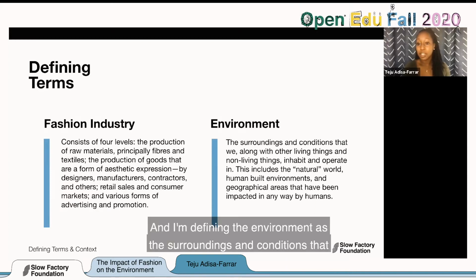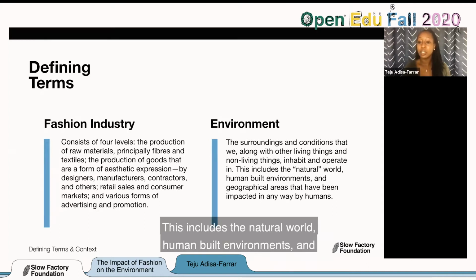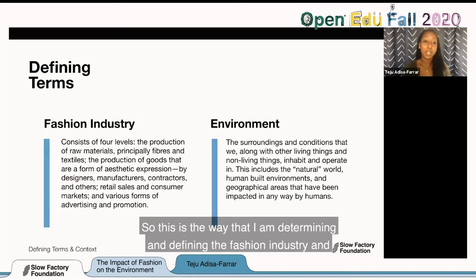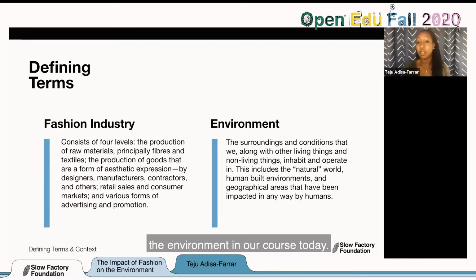And I'm defining the environment as the surroundings and conditions that we, along with other living things and non-living things, inhabit and operate in. This includes the natural world, human-built environments, and geographical areas that have been impacted in any way by humans. So this is the way I'm determining and defining the fashion industry and the environment in our course today.